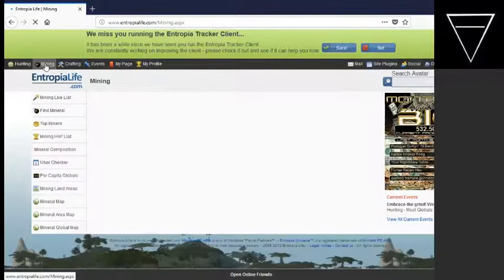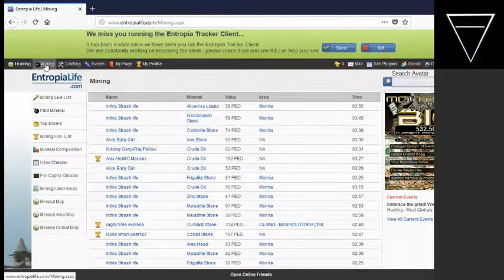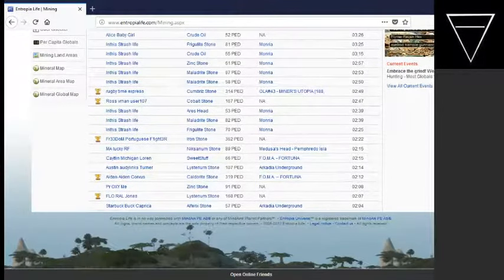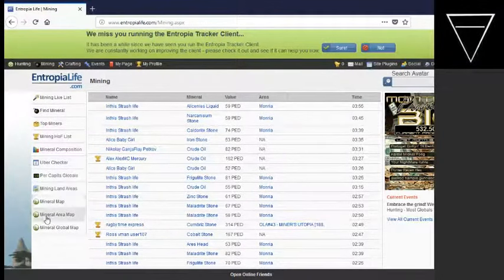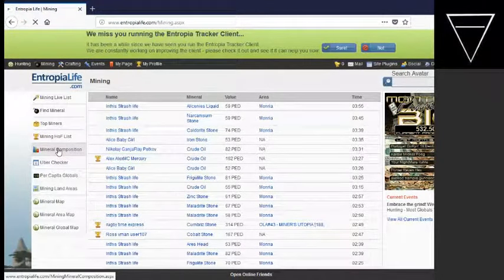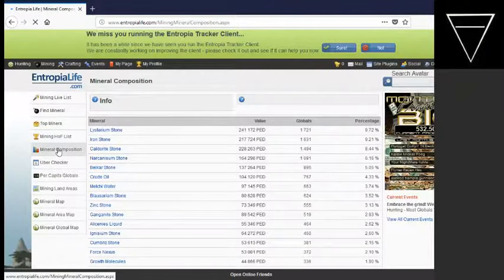Taking a look at mining. Lots of mining going on in Monria right now. A little bit on FOMA, too. Oh, and OLA 43. Mineral composition. What is coming out of the ground? Listerium Stone, Iron Stone, Calderite Stone, Arcanism Stone, Belcar Stone, Crude Oil, Melchi Water, Lausarium Stone, zinc stone, and ganganite stone.